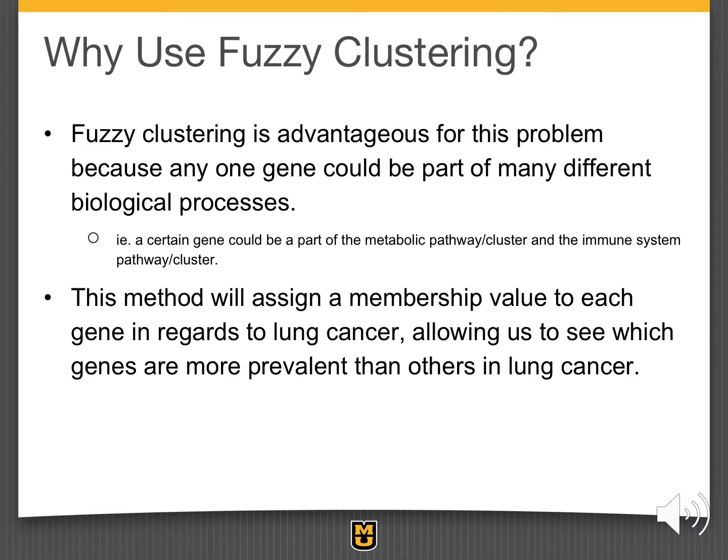Using fuzzy clustering with biological data allows us to account for any uncertainty that exists in the biological processes, as gene products contain multiple functional domains and can affect more than one biological function, either indirectly or directly. For example, one gene could be a part of both the metabolic pathway and the immune system pathway. We use this method to assign a membership value to each gene in regards to its relation to lung cancer in order to help us determine which genes are more prevalent than others in lung cancer.